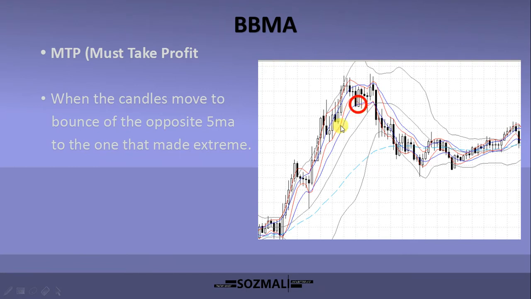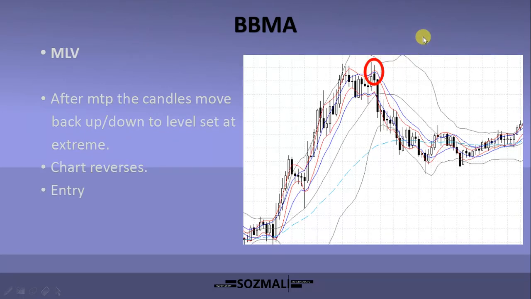Then after it reverses, only one more signal is left, and that's the MLV, which stands for market loss volume. MTP is must take profit. After it makes MTP, it'll move back to the level at which an extreme was made. It'll test that level, maybe even break it a bit and then continue back down, but it'll definitely go there. When it gets here, usually the first candle that closes in my direction is my confirmation. So over here, I'm already in. By the time this lock candle strikes, I'm already in the trade. You know what I mean?